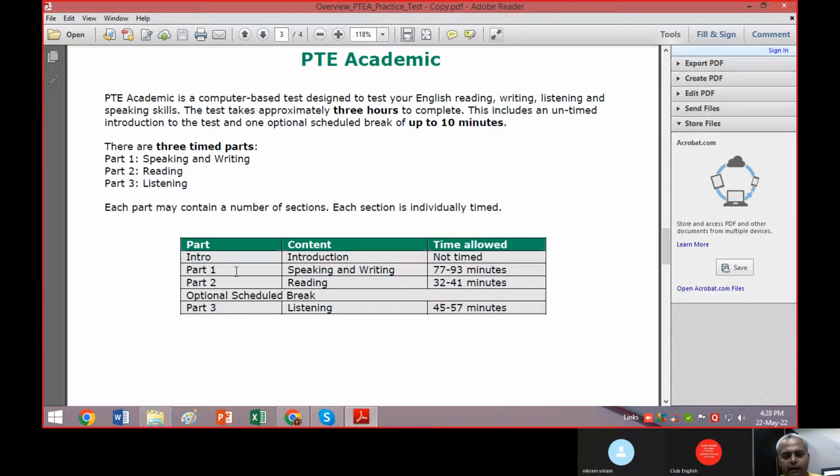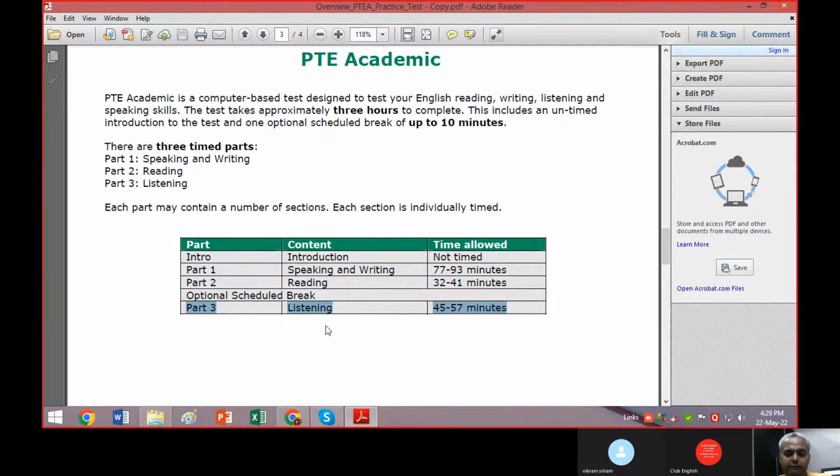And then the next thing is part one. Part one is speaking and writing, which is 77 to 93 minutes. As I told you, the task time differs, so that's why it is 77 to 93 minutes. We cannot say that it is exactly 90 minutes. Now part two is reading. Reading is 32 to 40 minutes. Then there's an optional scheduled break, not for much time, but people generally don't use it. Then part three is listening, which is 45 to 57 minutes.